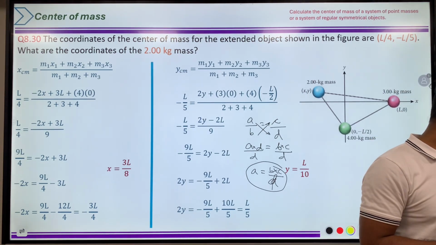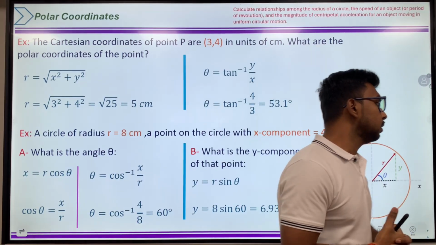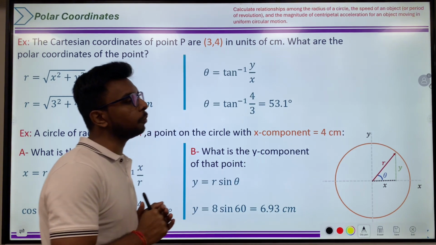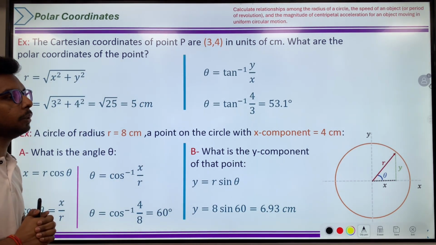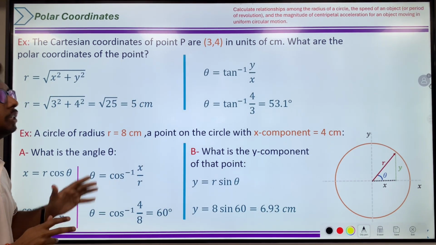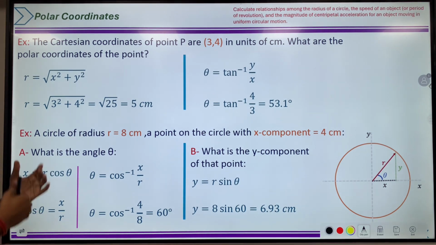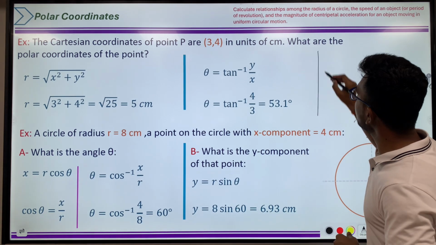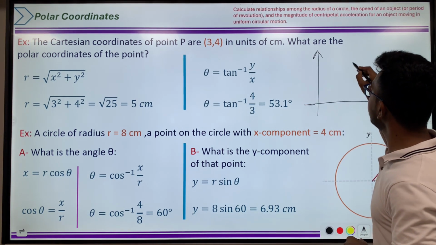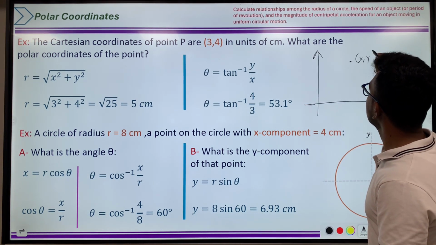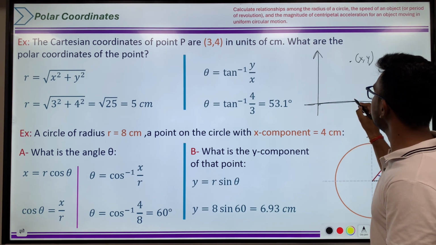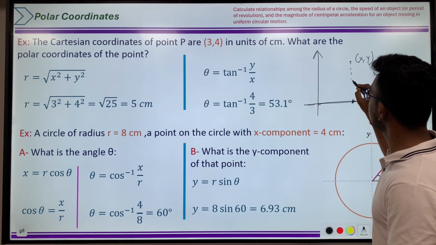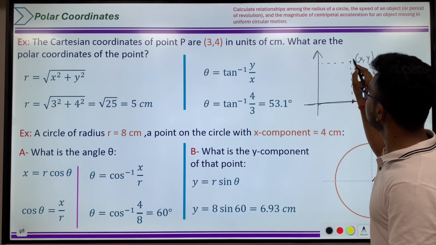Anyway, moving to the next question. Next question, the Cartesian coordinates of point P are 3, 4 in the units of centimeter. What are the polar coordinates of the point? You have already studied this in maths as well, and we have discussed it in the class. So when we say polar coordinate, if I have a point x, y, Cartesian coordinate, Cartesian as in this distance is x and this distance is y.